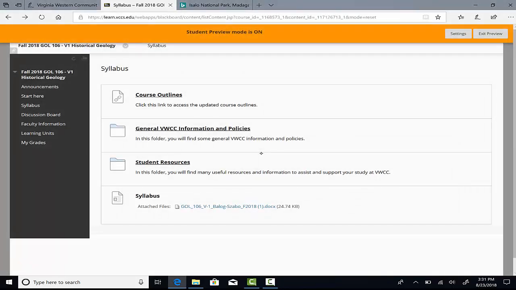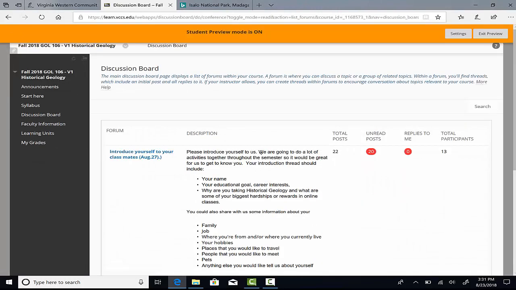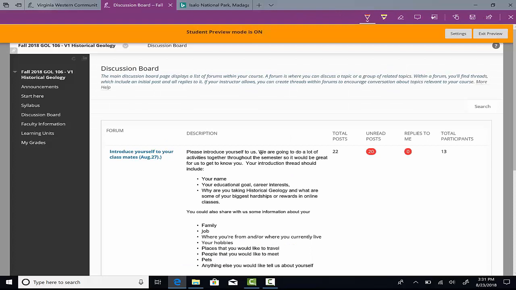Now we're going back to Blackboard, and we're going to look at the discussion board. So the discussion board is, each week there will be a discussion board topic. Each discussion board topic will have a name and the due date. That's August 27. By then, you have to have your introduction to the class.